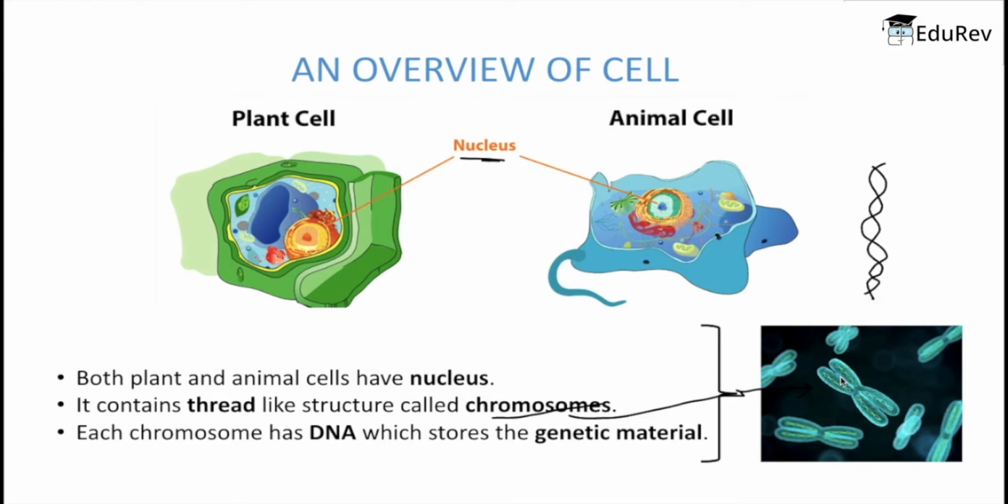The light green colored chromosome is just inside this chromosome. This is the genetic material inside our body, and it helps in the storage of information and also helps to pass this information from parents to the offspring.